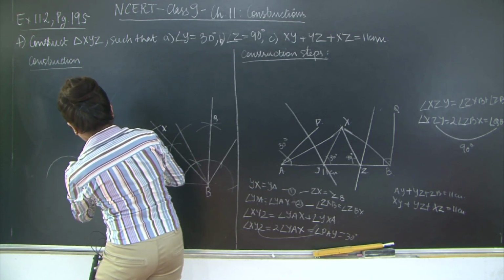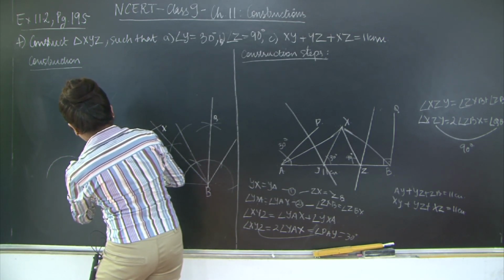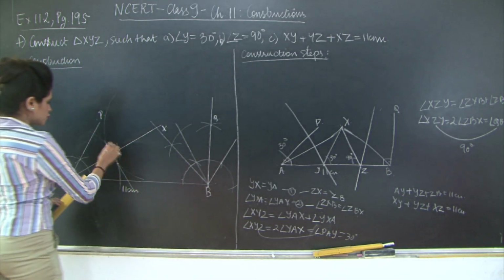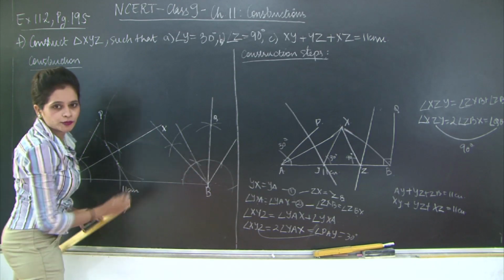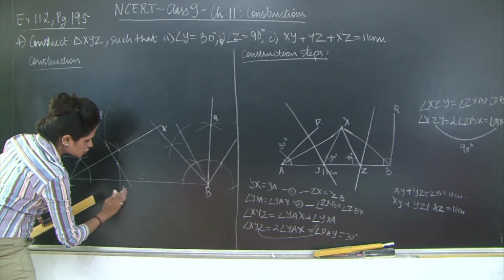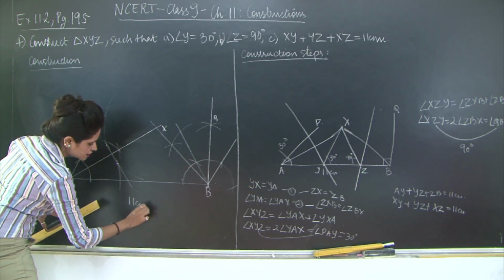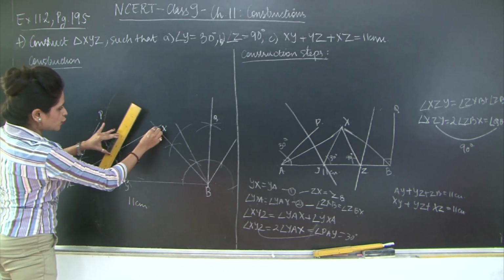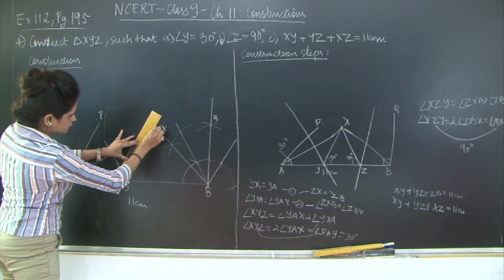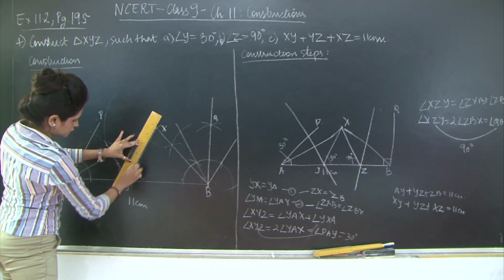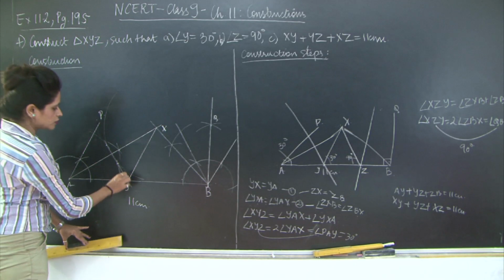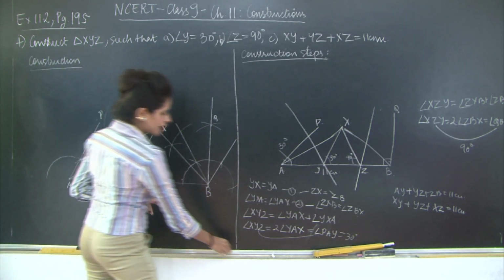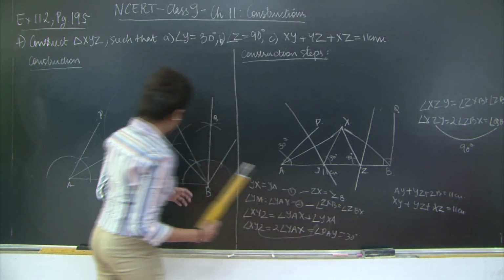So this line is supposed to intersect your line segment AB. So this point here will be what? It would be Y. I am just writing 11 centimeters here instead because I need to denote my point Y. And I am going to join X to Y. So we found another vertex, that is Y. Now we need to find the vertex Z. So how do we find the vertex Z?